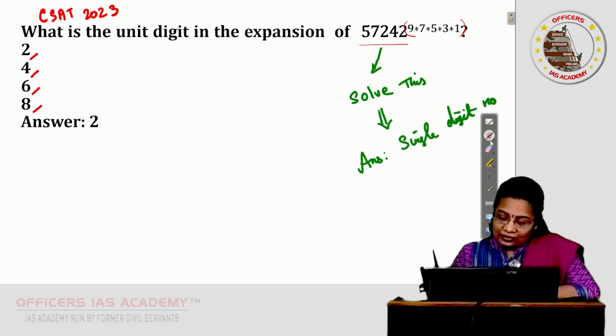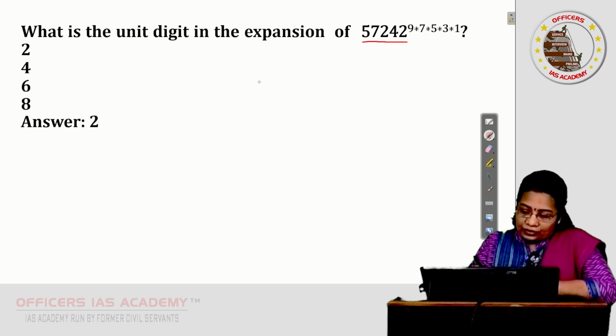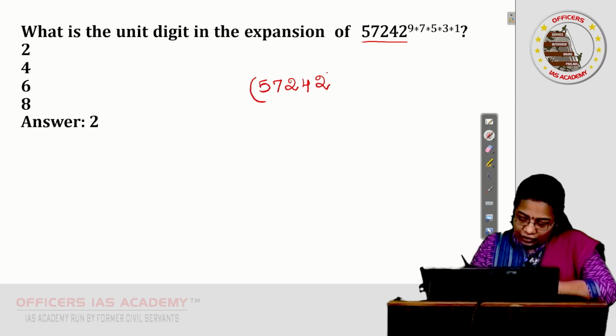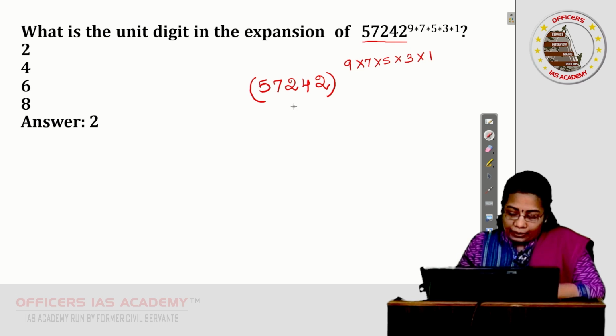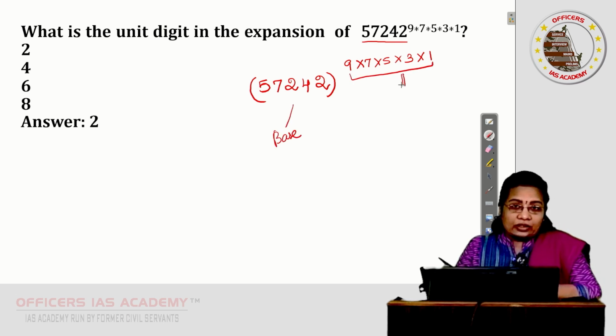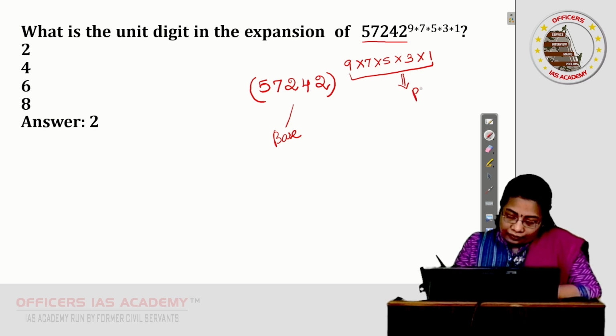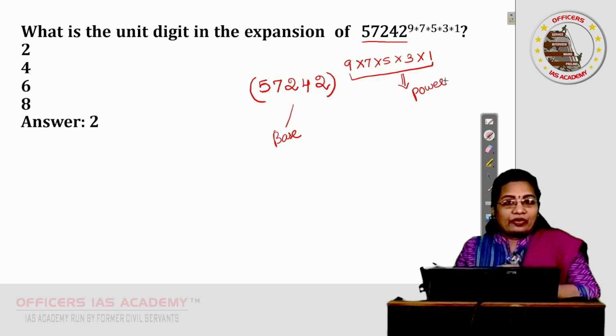Next thing, what is the meaning of this? 57,242 to the power 9 into 7 into 5 into 3 into 1. This is called the base value, and these together form the product. The product is called the power. So, first let us simplify the product.